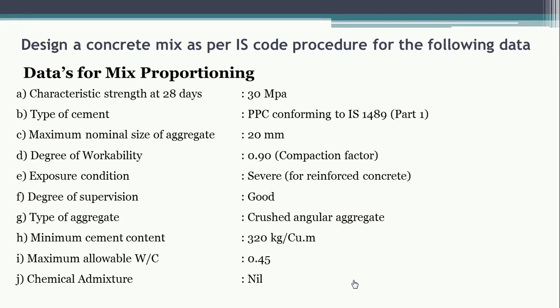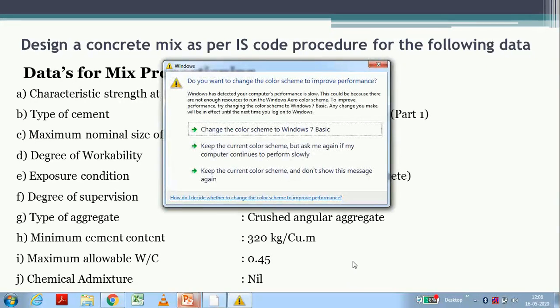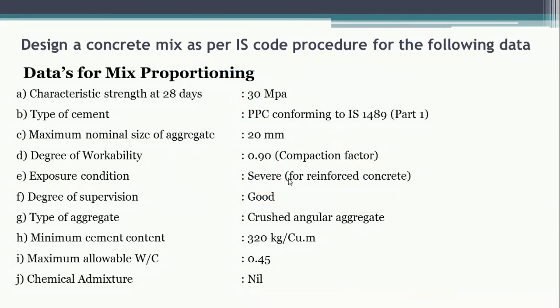Till now we have been using OPC 43 and 53. In this problem, a small change that I have made is that we have used PPC cement in place of OPC. So PPC conforming to IS 1489 part 1, which is the IS code for PPC. Maximum nominal size 20 mm, because for almost all our RCC works we are using a maximum size of 20 mm. That's why you can see in all the problems the maximum size is 20 mm.